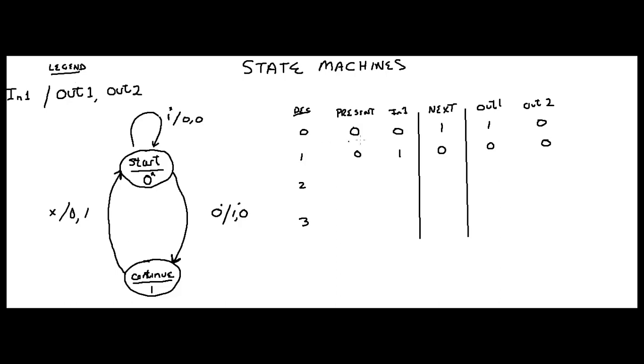You are in state 1. Your present state is state 1, and In1 is 0. You're looking over here, and remember that X, it doesn't matter if it's 0 or 1. But right now you're in 0. That means your next state is going to be 0. Your out 1 is going to be a 0, and your out 2 is going to be a 1. You guys got that?